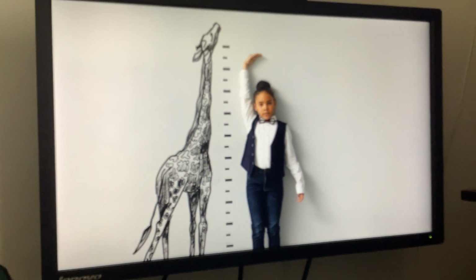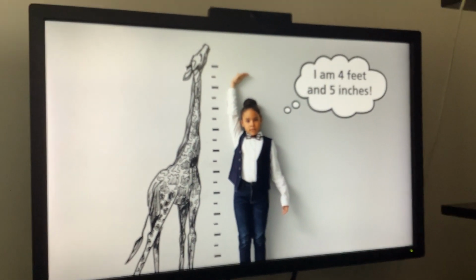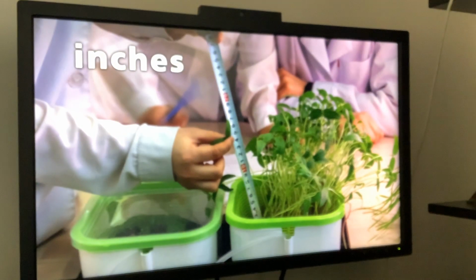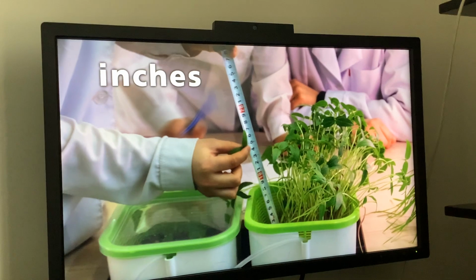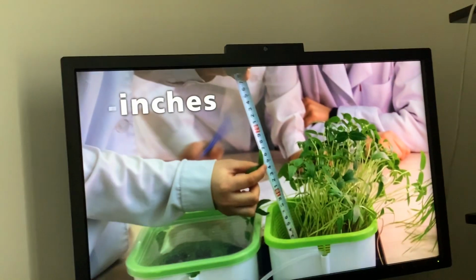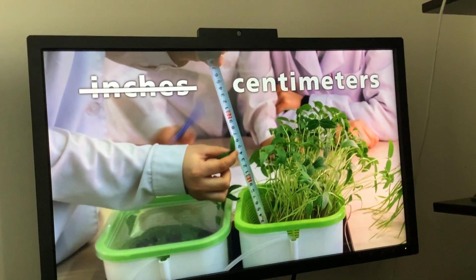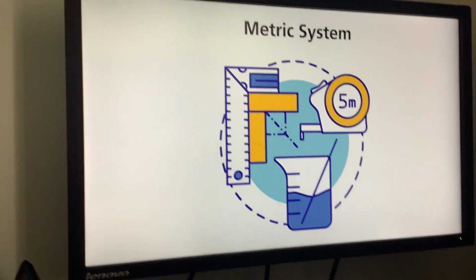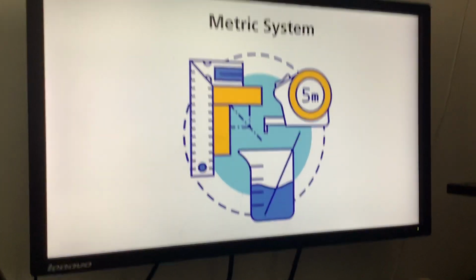Do you know how tall you are? If you do, you probably know your height in feet and inches. When scientists measure the height of something, like these plants, they don't use inches, but use centimeters instead. This is because measurements in science use the metric system.